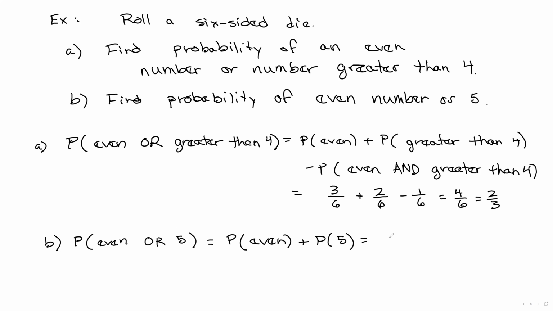So what is the probability of getting an even? We've already covered that. That's 3 out of 6. What's the probability of getting a 5? That's 1 out of 6. So we also get 4 out of 6, just reduced to 2/3.